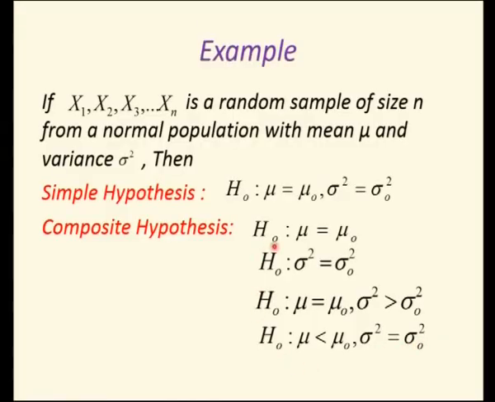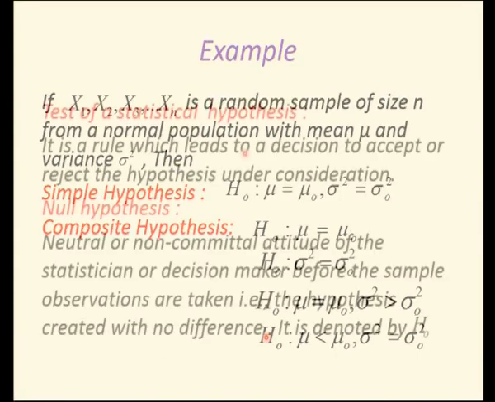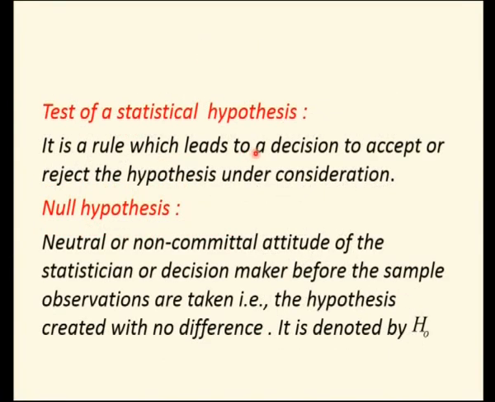Hence, all the 4 types come under the composite hypothesis where the population parameters are not properly specified. Next, come to the other definition of test of a statistical hypothesis. So, I said that hypothesis is nothing but some statement or an assertion to which we are attaching a word called a test. So, it becomes a rule which leads to a decision to accept or reject the hypothesis under consideration.